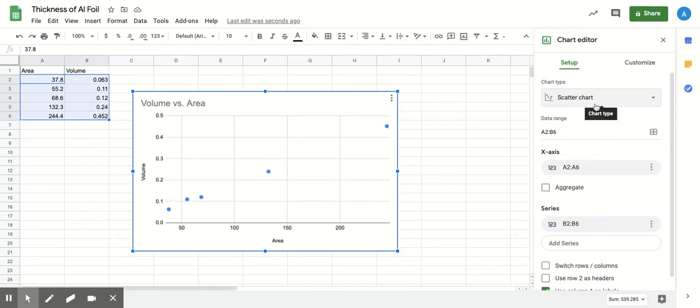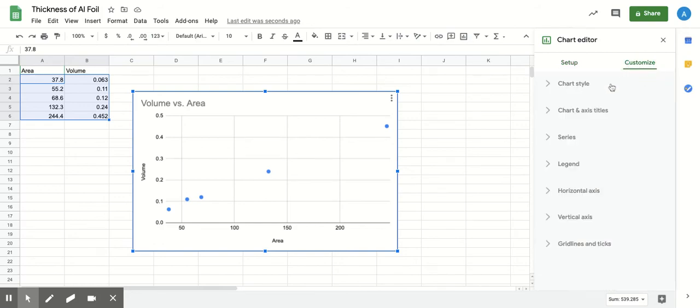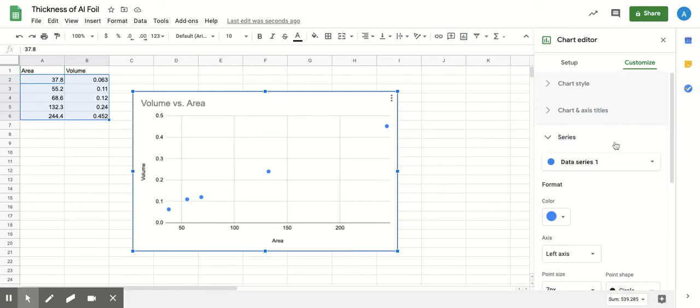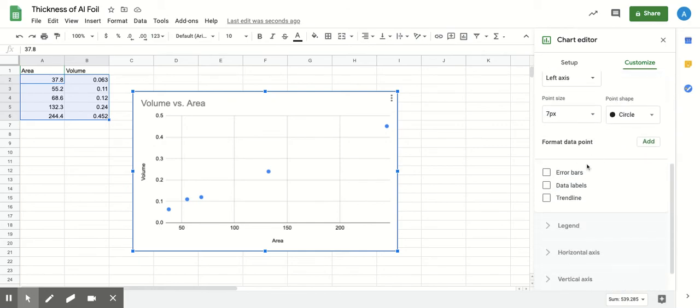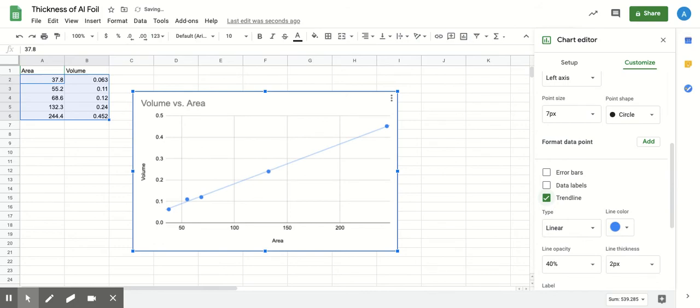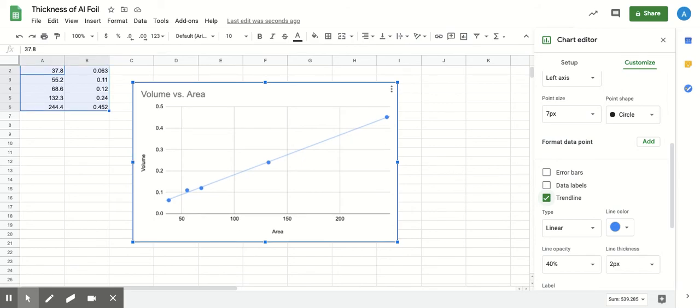But first things first, I want your data to be in a scatter chart. And then what we're going to do is customize your graph, and I'm going to go to series. So customize and then series. And I'm going to check the box where it says trend line. And that'll automatically generate a line of best fit for me that I can use to establish the relationship between volume and area. But just having the trend line by itself doesn't really give us any quantitative information.